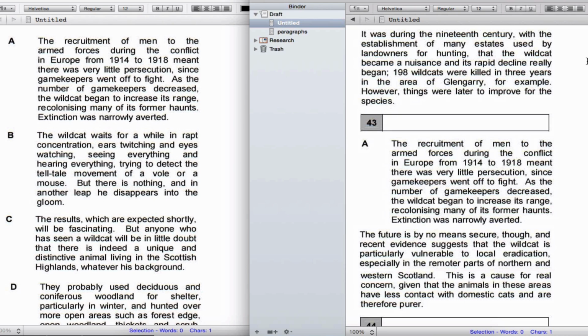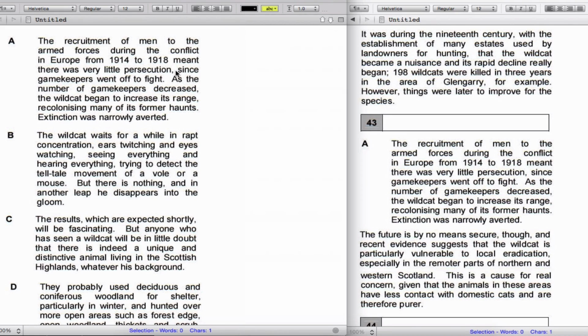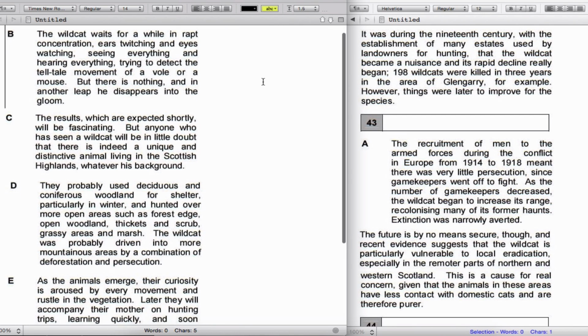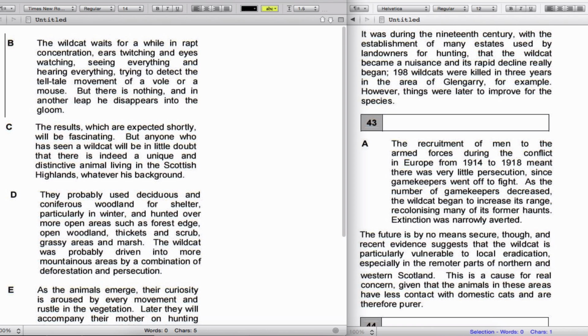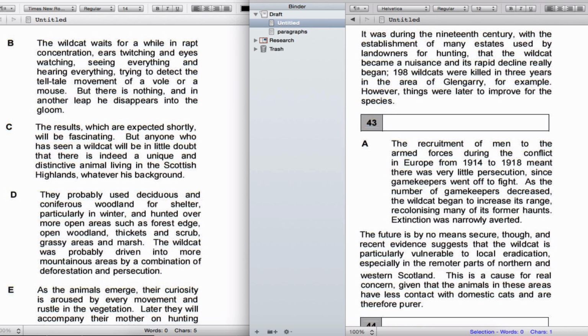So extinction was narrowly averted is positive. The future is by no means secure is negative, and those are linked by the contrast word though. So we have the contrast word here. We have all the time language. So it goes 19th century, 1914, and then the future. That's a really good flow. That's a strong yes. I'm happy with that. Okay, so now we've got 5 left. I'm not saying it's easy, but maybe that starts to make things easier.